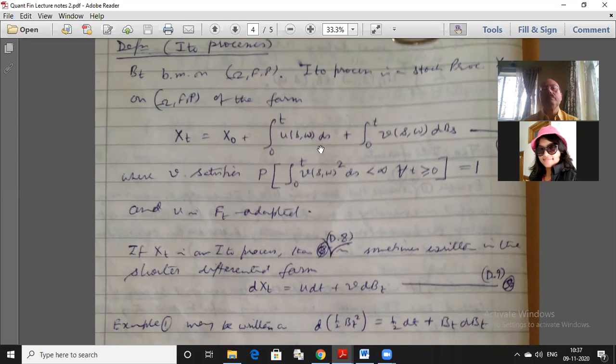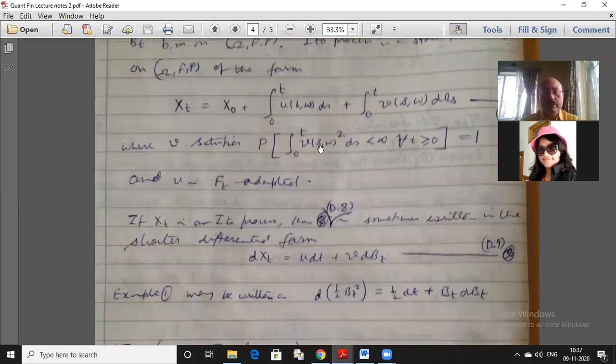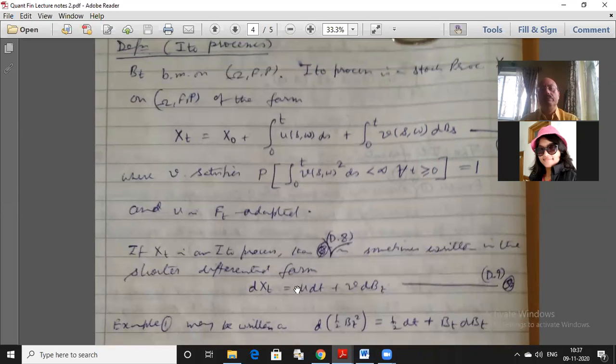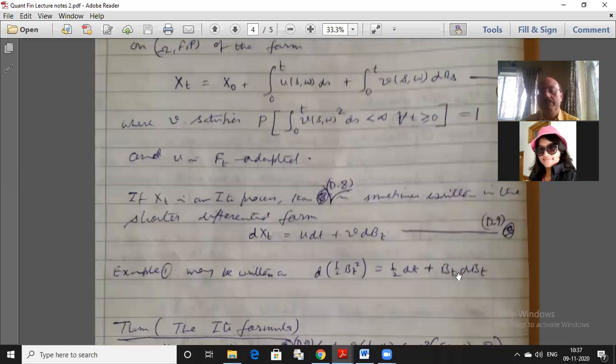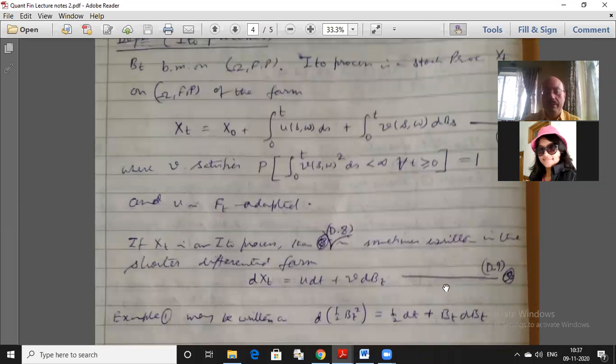And the first canonical example that we looked at was this integral that we evaluated from first principles. So d of half B_t squared is half dt plus B_t dB_t, from which we essentially arrived at the integral of B_t dB_t. And this works as an example because here I have two differentials, one dt and the other dB_t. So the integral will involve two terms.